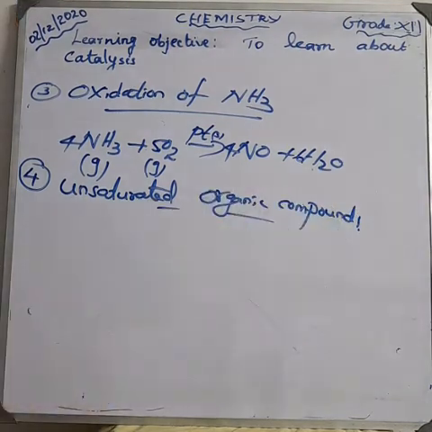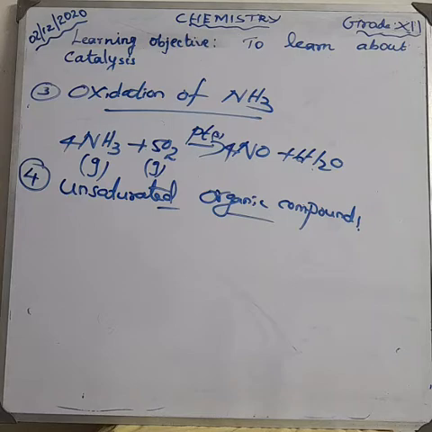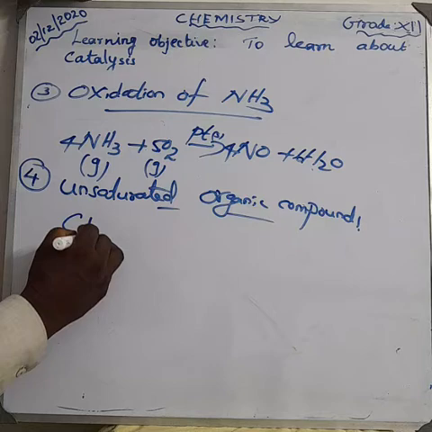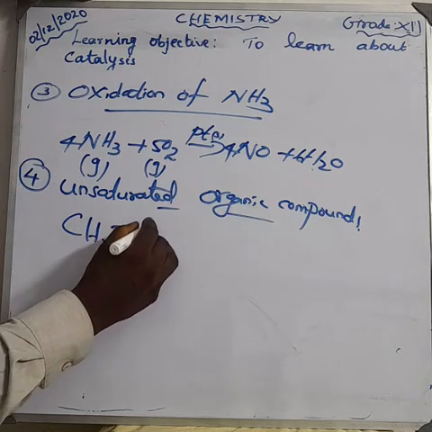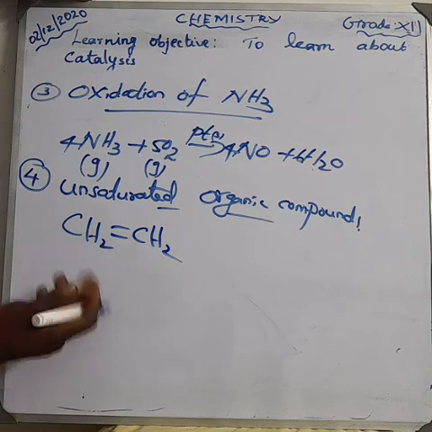The saturated organic compounds and also unsaturated organic compounds. Saturated means we can say that having a single bond. Here unsaturated means a double bond. Don't forget that, double bond or triple bond. Okay. Here, one of the double bond compounds I am taking is CH2 double bond CH2. The name of the compound is ethylene.